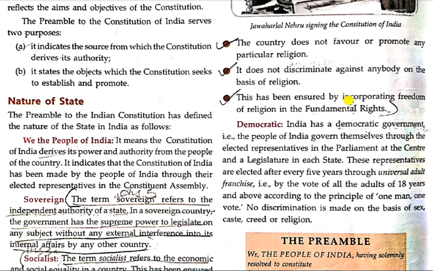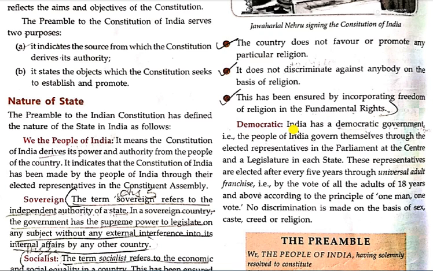This has been ensured by incorporating freedom of religion in the fundamental rights. Now, fundamental rights are the basic rights of human beings. So freedom of religion is one of the main fundamental rights, and by including this in the fundamental rights, the country makes sure that it remains a secular country.